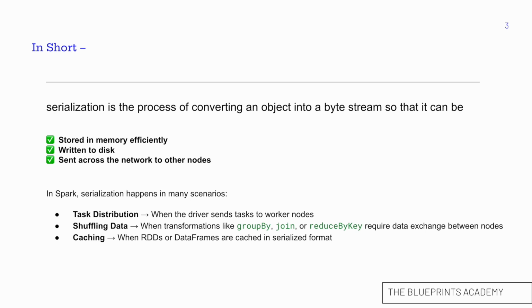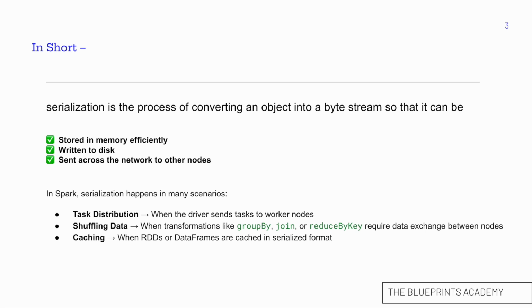In Spark, serialization happens in many scenarios. First, task distribution: the moment you submit your job and the driver sends tasks to worker nodes, it is done after serialization, so it's not sent as the code you have written in the programming language. Then during shuffling data: whenever you have a shuffle operation, the data is transferred across nodes, and this is done after serializing the data.